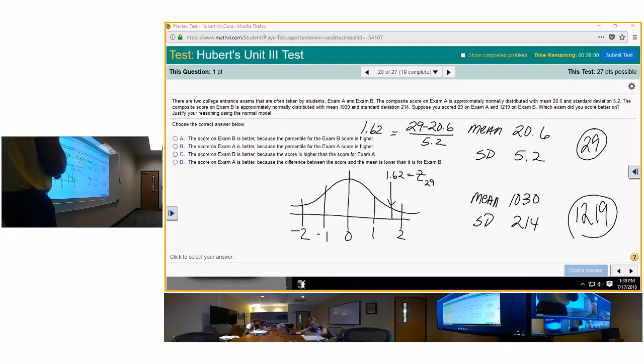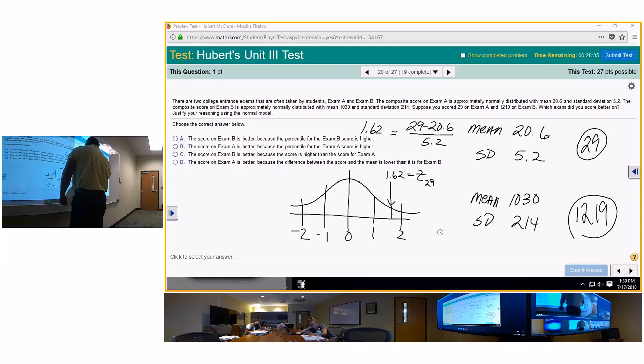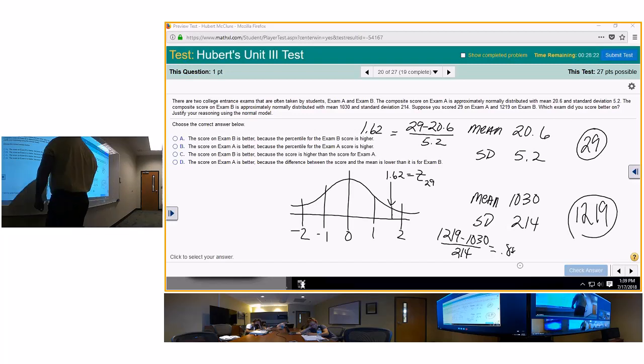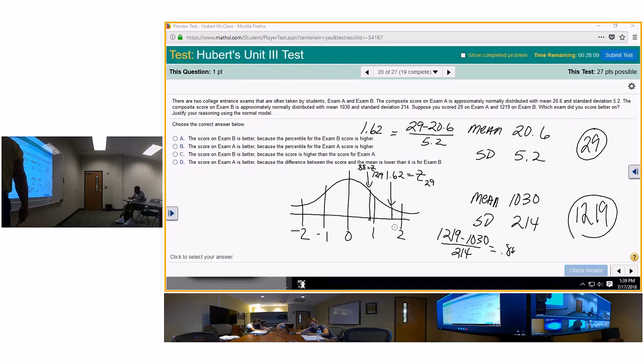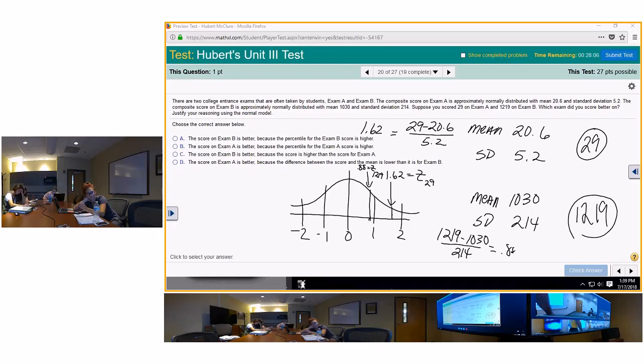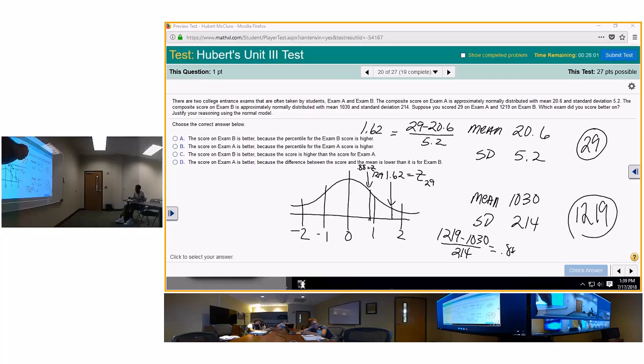Okay? So what is 1219? 1219 minus 1030 over 214. Somebody crank that out and give me two digits. 0.88, which is your z-score of 1219. So, which one's better? The first exam, because it's further out.